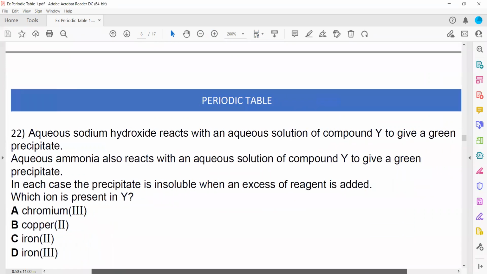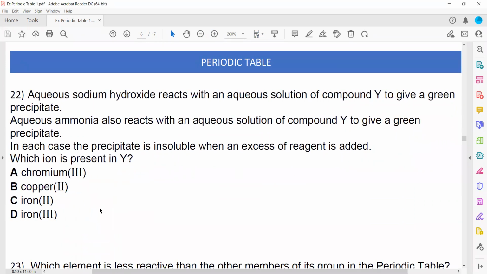This is related to identification of the ions. When we add sodium hydroxide to compound Y, it gives a green precipitate. When we add aqueous ammonia, it also gives a green precipitate. In each case, the precipitate is insoluble. The precipitate does not dissolve. So what could it be? There are two reasons why there is a green precipitate.